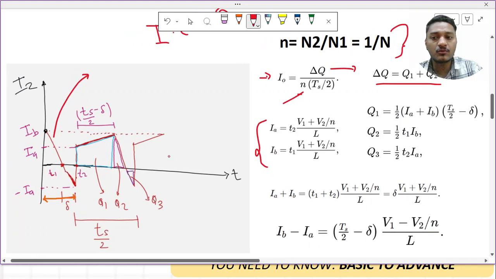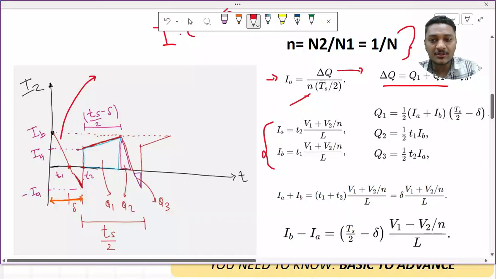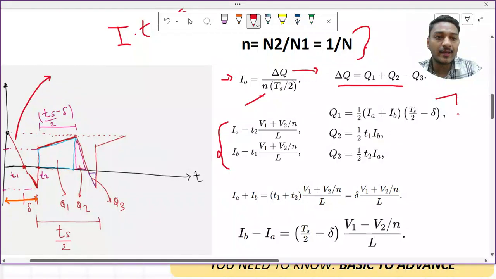Now I wanted to know what is the area of these particular triangles. First is Q1. Q1 is a trapezoid. What is the area of the trapezoid? So it is IA plus IB multiplied by this particular time, Ts by 2 minus del, whole multiplied by 1 by 2. So you know the area of the trapezoid. The same formula I have written down.